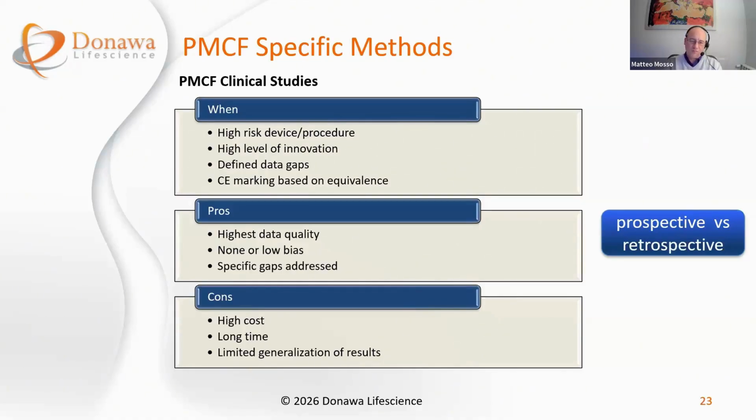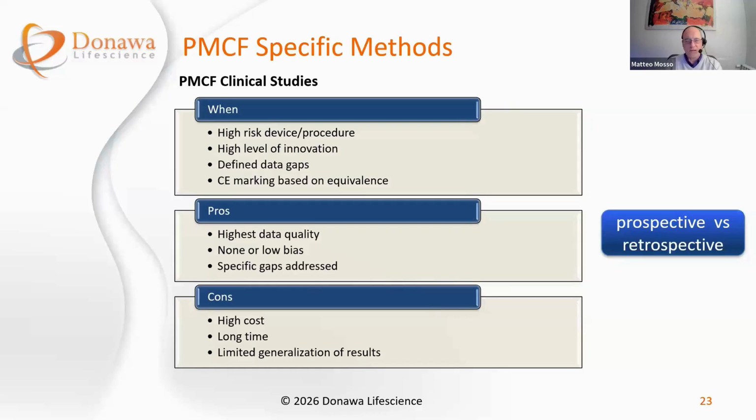The advantages of performing clinical studies are that they provide the highest quality, and they are also subject to no or very low bias due to the several procedures that can be implemented, such as blinding or randomization. And as already said, they allow us to address very specific gaps.